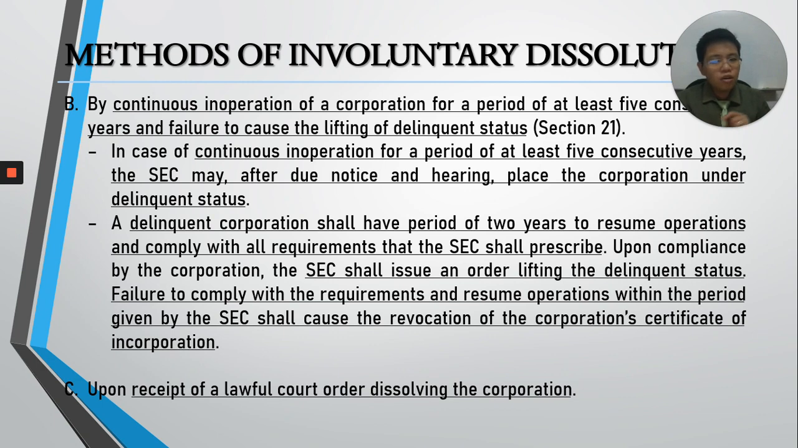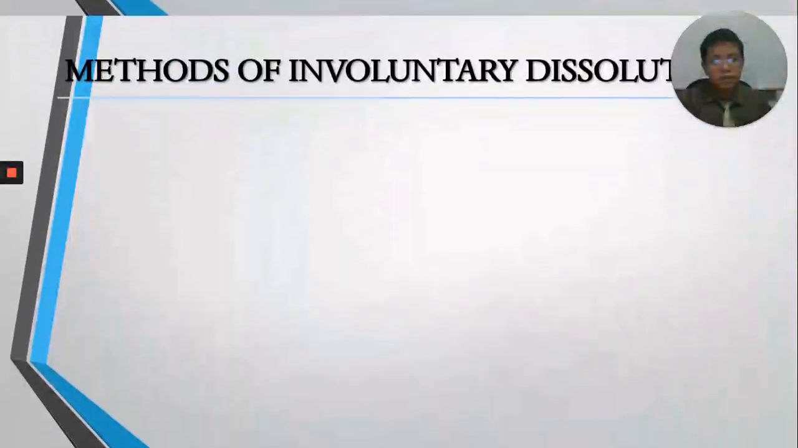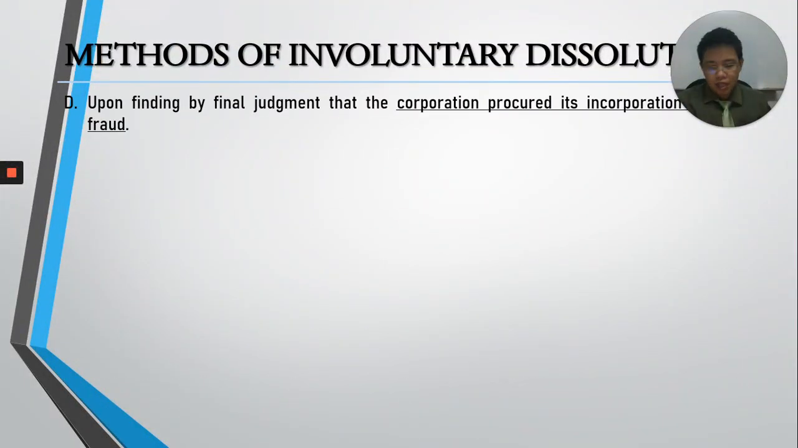So, upon receipt of a lawful order, a court order dissolving the corporation. What else? Upon finding by final judgment that the corporation procured its incorporation through fraud. So, nung nag-incorporate sila, there is already a fraud.